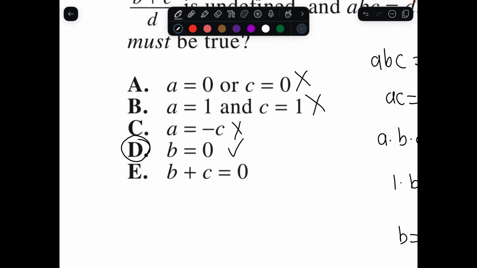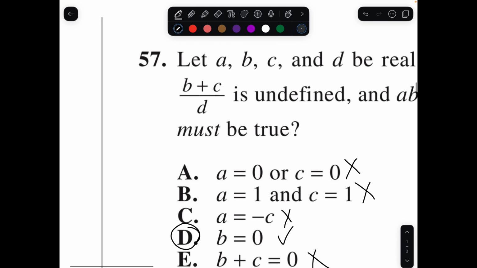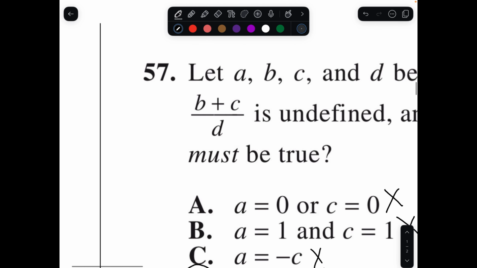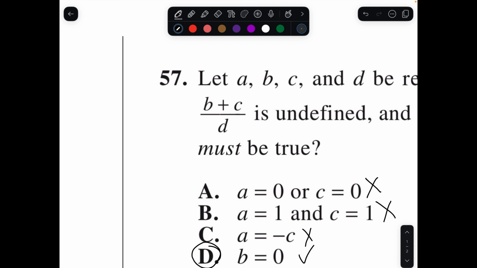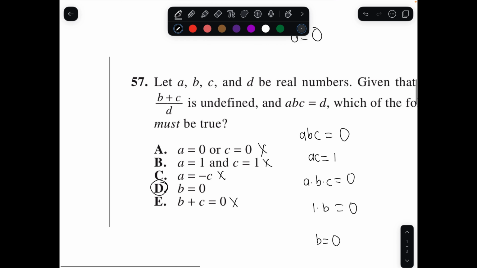And then b plus c equals 0. Again, just like the other choices, this doesn't guarantee that d will be 0, which is what we want in order for this fraction to be undefined. So we get D as our answer.